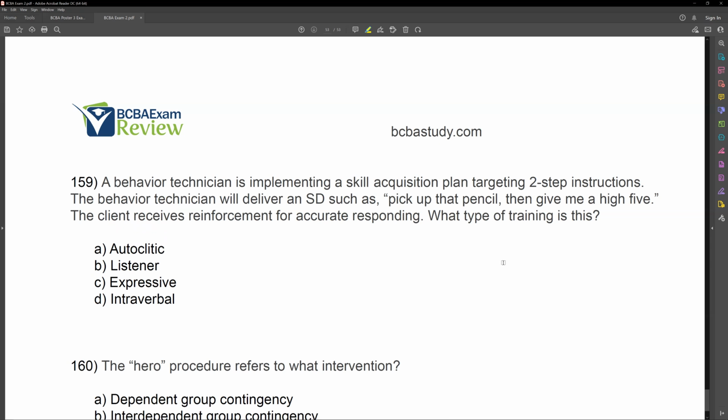So we have speaker behavior, and then we have listener behavior. In this case, what are we training for? We're clearly training for listener behavior, right? Pick up that pencil, give me a high five, sit in your seat. We're not looking at autoclitics, right? We're not looking at the verbal operant here. We're looking at listener behavior. Expressive behavior, okay, is spoken. This client is simply listening to what the behavior technician is saying. And there is no intraverbal because the client is not responding verbally. They are just responding accurately to picking up the pencil and giving a high five. We are clearly engaging in listener training.